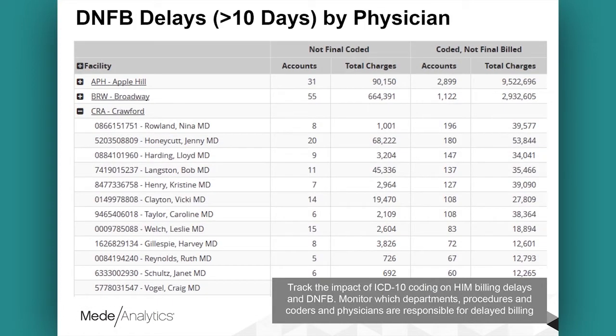This next example is more of a revenue cycle example. Drew had talked about this in terms of DNFB and billing delays and the HIM coding delays.